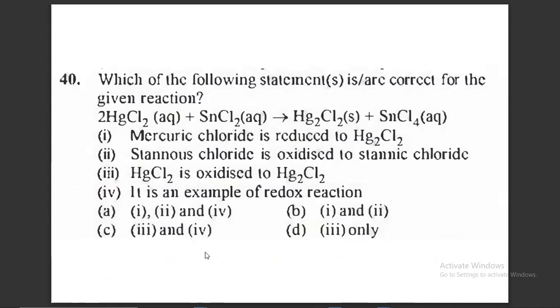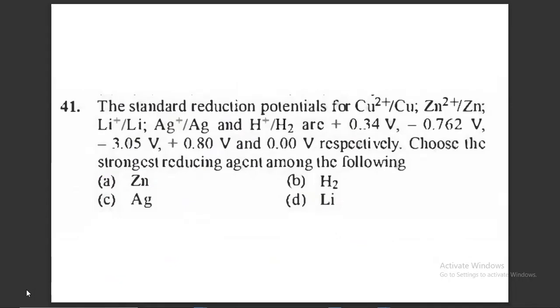This question number 40. Mercury chloride is reduced to mercury salt. So A 1, 2, 3. Okay, one. All the statements are correct except statement number 3. If 1, 2, and 4 are correct, A is the answer to question number 40. Fine. Moving on to question number 41.